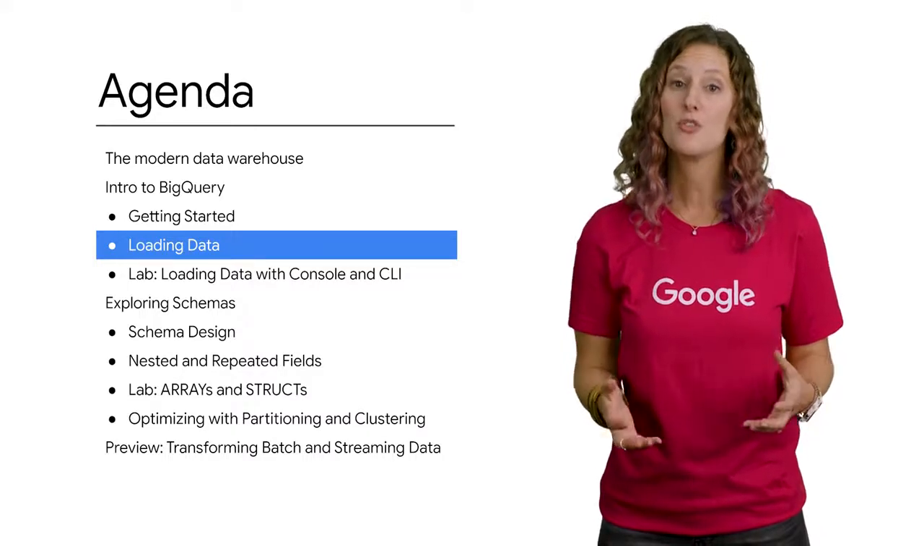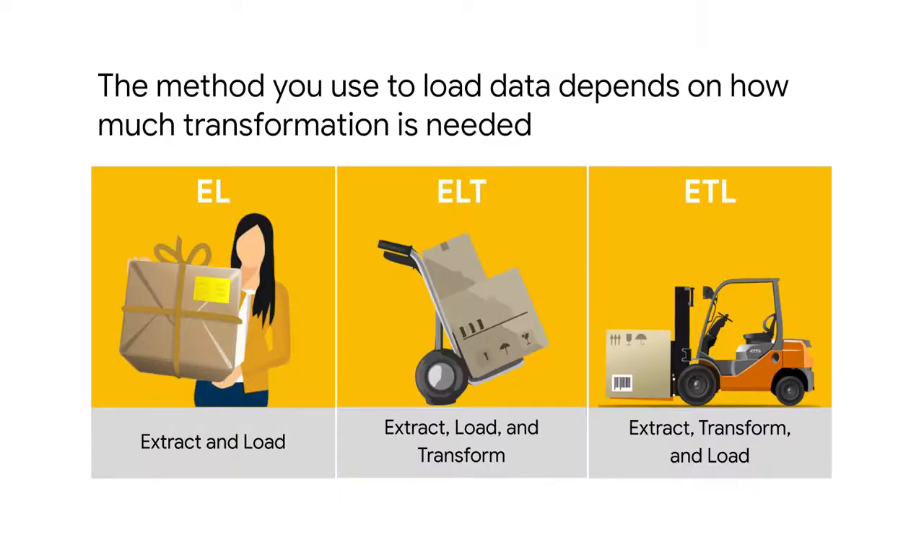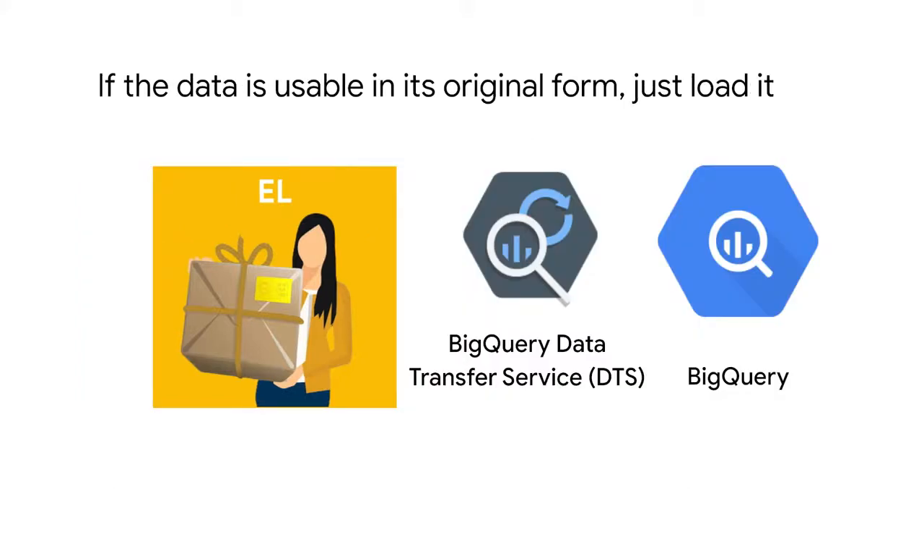Next, we'll talk about how to load new data into BigQuery. Recall from earlier modules that the method you use to load data depends on how much transformation is needed. EL, or extract and load, is used when data is imported as is, where the source and target have the same schema. ELT, or extract, load, transform, is used when raw data will be loaded directly into the target and transformed there. ETL, or extract, transform, load, is used when transformation occurs in an intermediate service before it's loaded into the target.